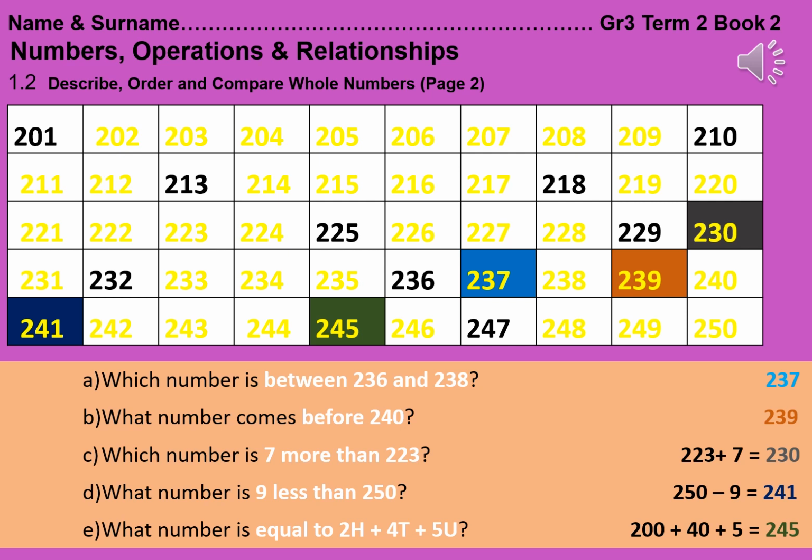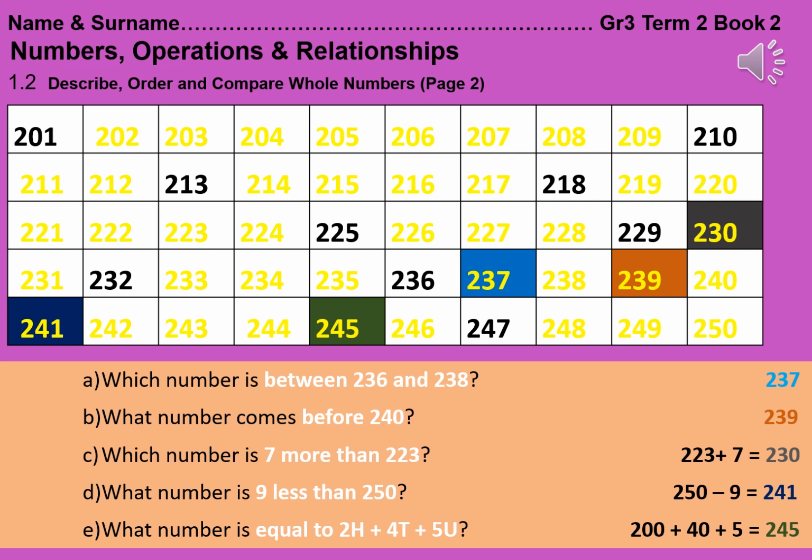Number D. What number is 9 less than 250? The key word there, less, means minus. So you take the number 250, you minus 9, and it comes to 241, which I've made in navy on the chart, 241.